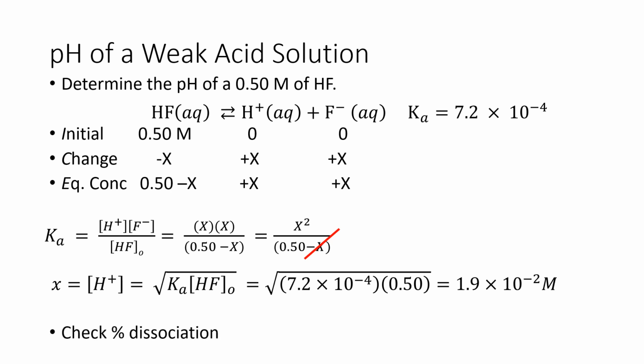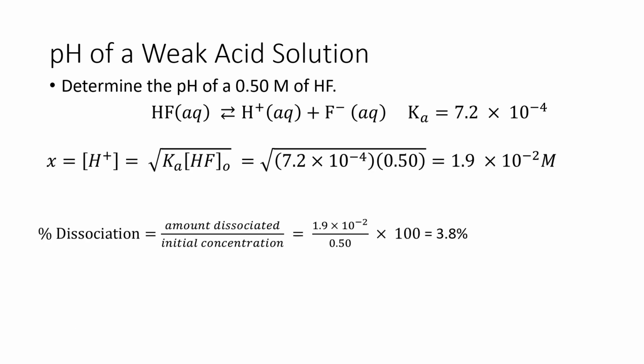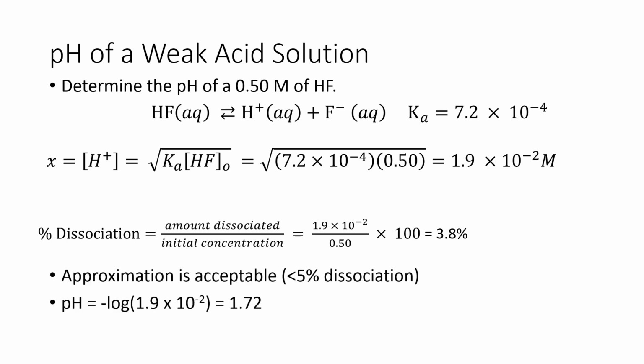Let's check the percent dissociation before solving for the pH. The percent dissociation is the amount of H+ that dissociates as a function of the initial acid concentration. The percent here is 3.8%. The approximation is acceptable because the percent dissociation is less than 5%. This is generally accepted.